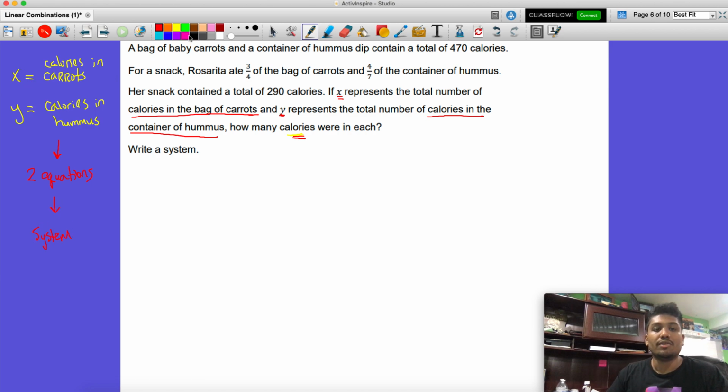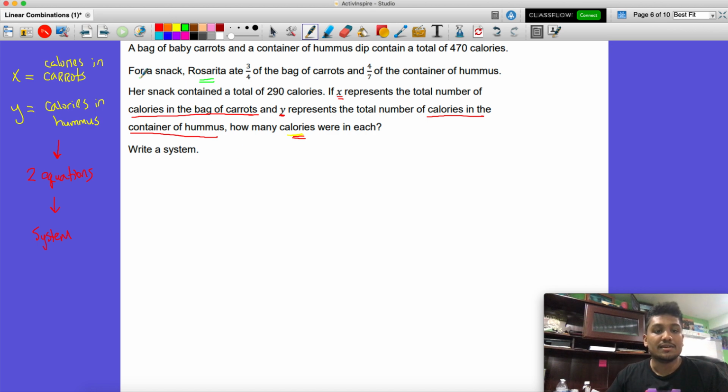So let's write a system here. Now, when I say two variables means two equations, I don't mean that every time you have x and y you'll have two equations. Here we're talking about one person, Rosita, and we're comparing it to the total number of calories.